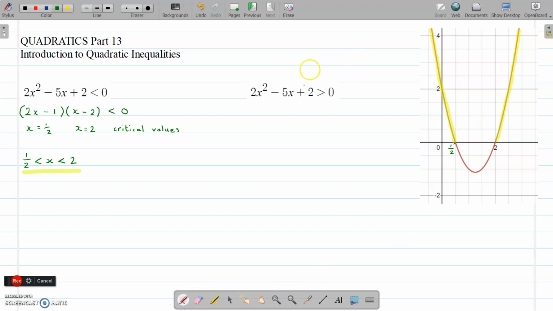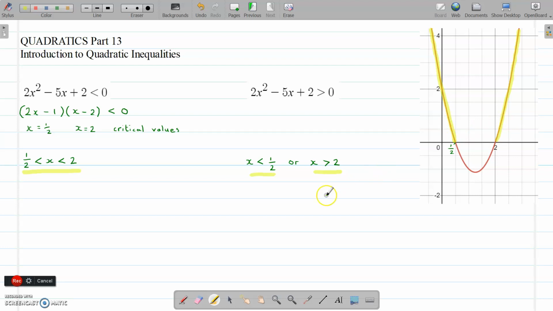Because of that, I do all the same things here. When I get to this stage, I'm saying that x has got to be less than a half, in other words, to the left of here, this way, or x is greater than 2. So what I've done now is I've given two distinct and separate inequalities to correspond to the two distinct and separate bits of graph that I'm interested in.